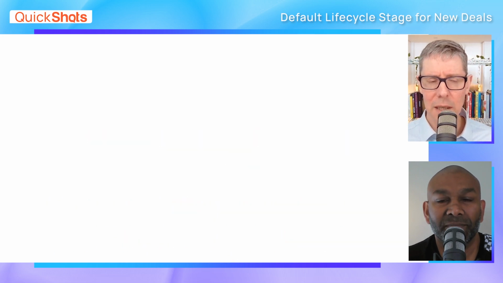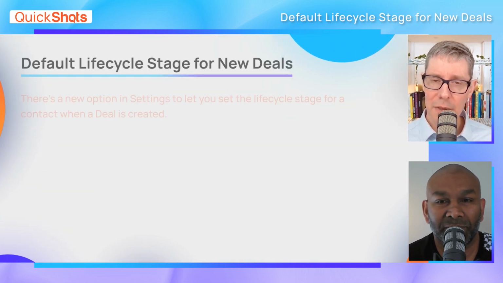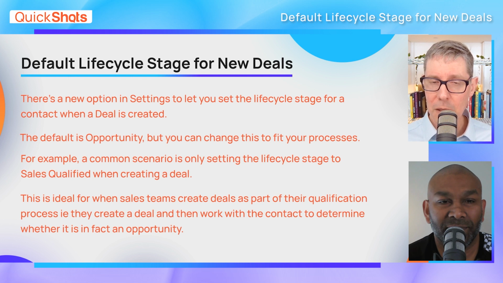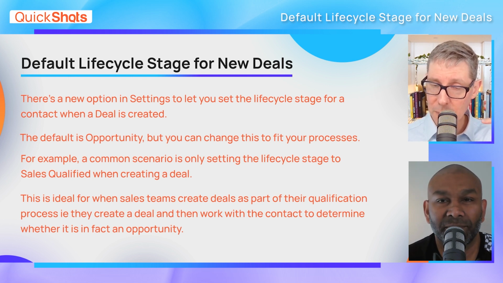I think we might have mentioned this last episode or just touched on it, but this is so popular now because a lot of companies, when they create a deal, they don't want them to be set as opportunity, which was previously the default.